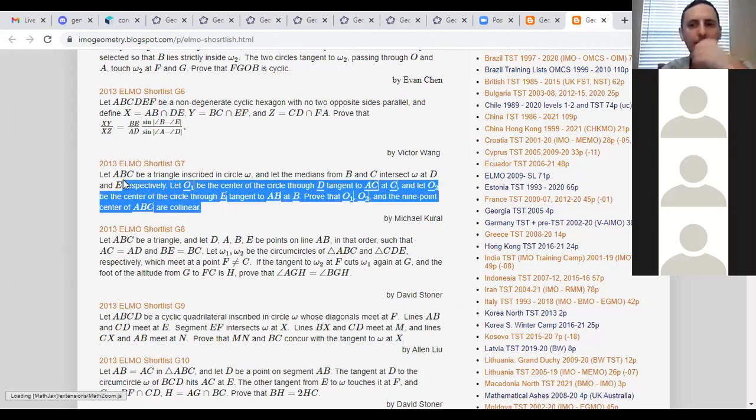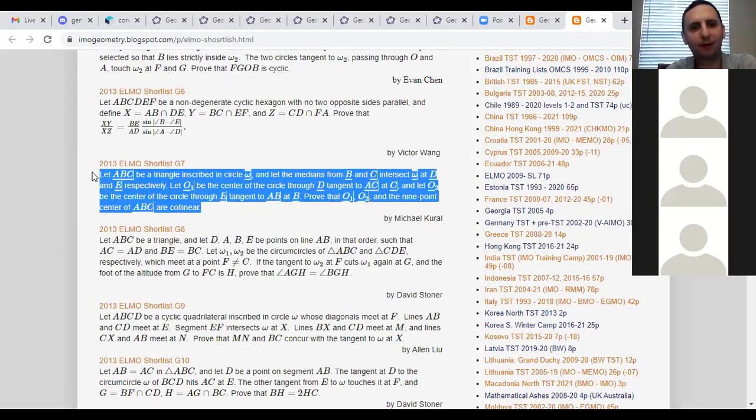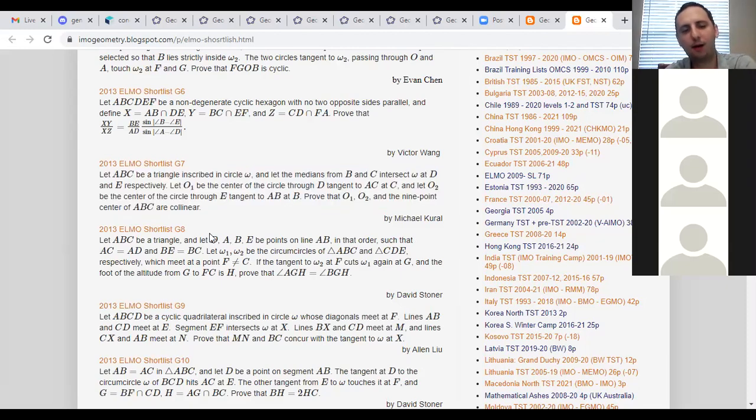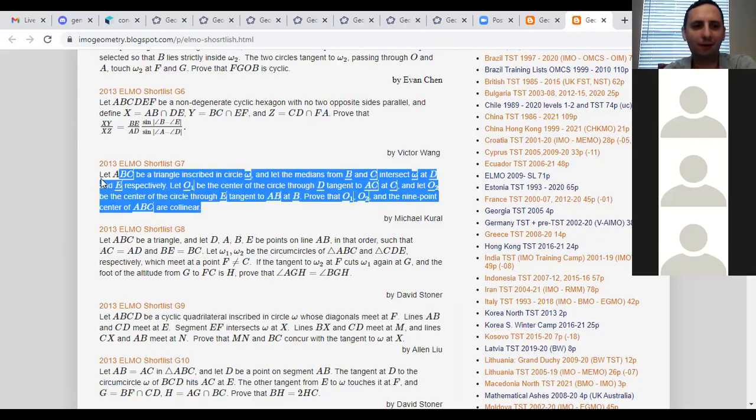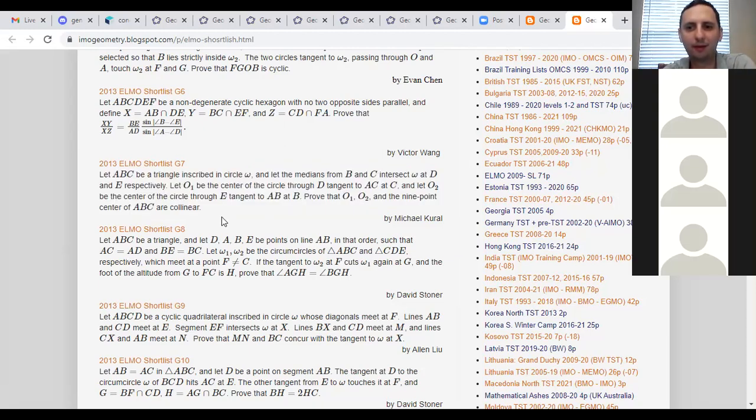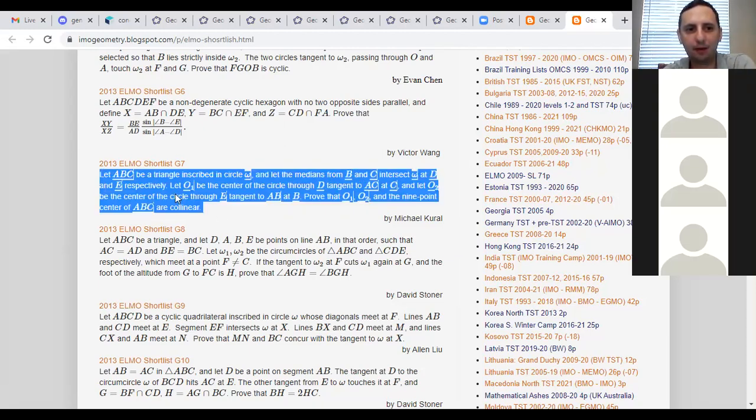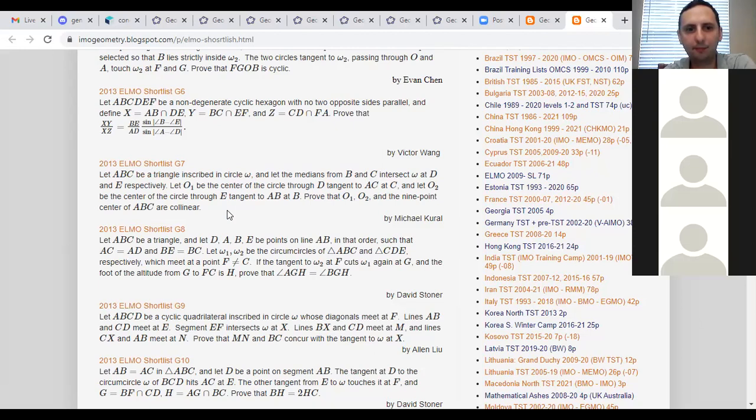Oh, this one, someone posted the answer to it on Discord. But I didn't solve it. Did you guys solve it? What? Yeah. Just pick it.